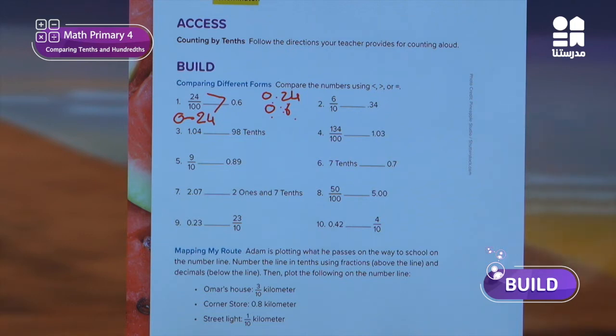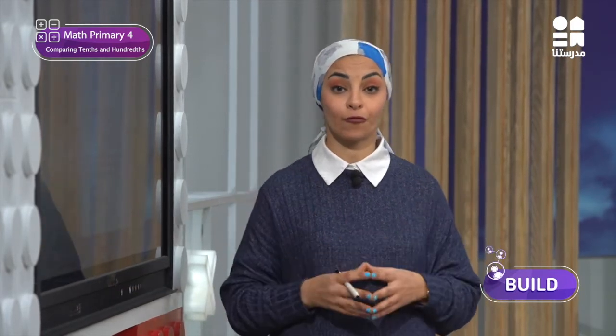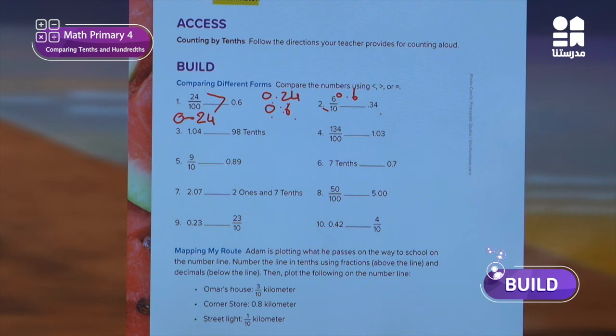تعالوا نشوف problem number 2. Here problem number 2 I will compare 6 over 10 and 34 hundredths. زي ما شرحنا بالظبط. I will write the two fractions under each other. أو first I will write them in the same form. هكتب 6 over 10 as a decimal هتبقى 0.6. Right? And then I will put them under each other.